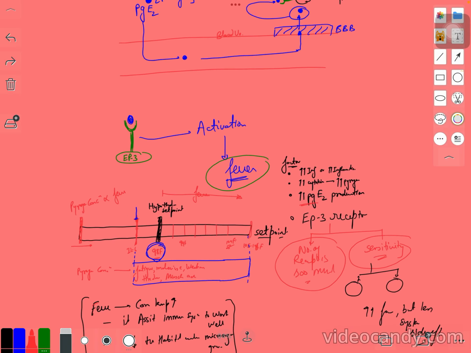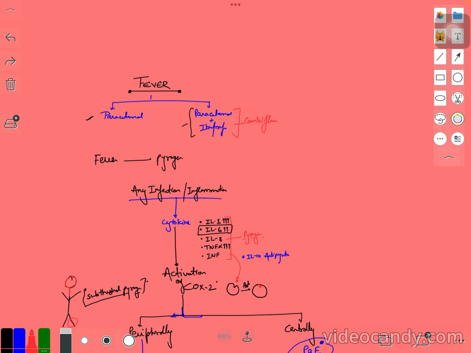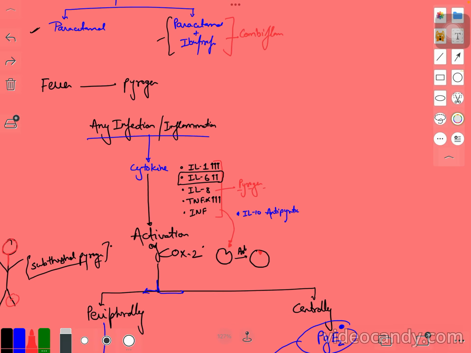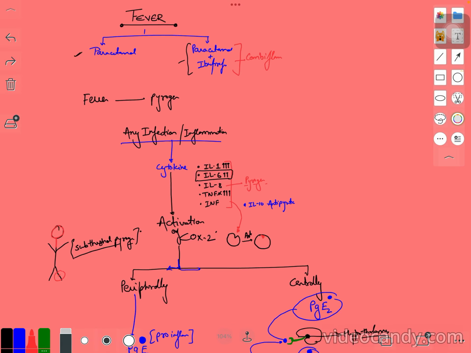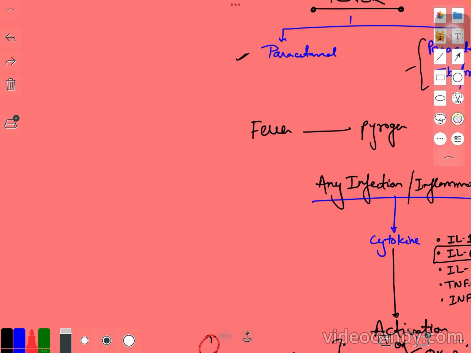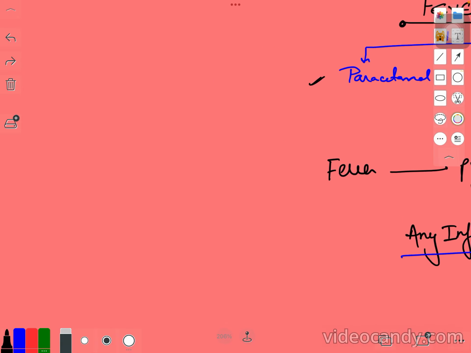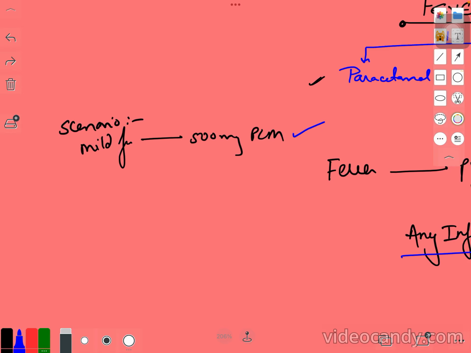So yeah, now let's talk about the concept of paracetamol and ibuprofen and the combination. Let's say we have a scenario. A patient came with mild fever. We gave him 500 mg paracetamol. It works very well. The patient is good, healthy, right? He thanked you.